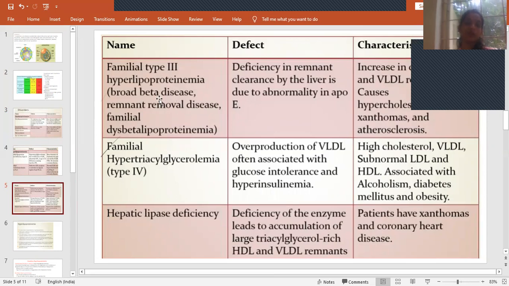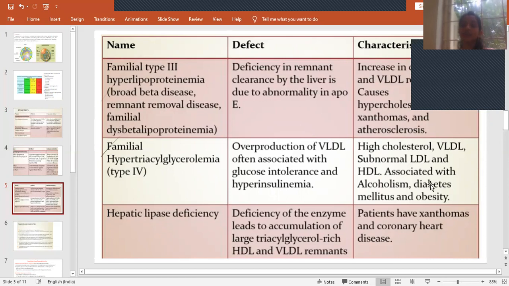So in this there will not be proper clearance of these lipids, leading to their accumulation in the blood, causing hypercholesterolemia, xanthomas, and atherosclerosis. And then hypertriacylglycerolemia, where triacylglycerols will be increased. That means high cholesterol and VLDLs can be seen, LDLs in the subnormal range, and HDLs, and this type 4 is associated mainly with alcoholism, diabetes, and obesity.